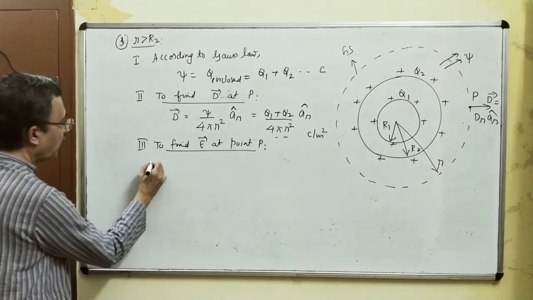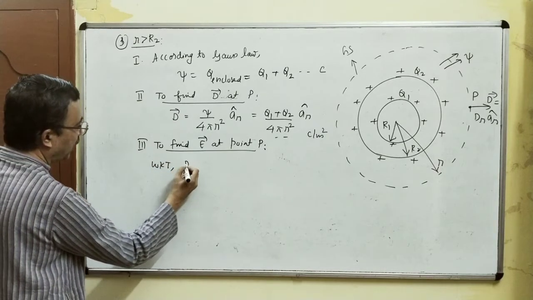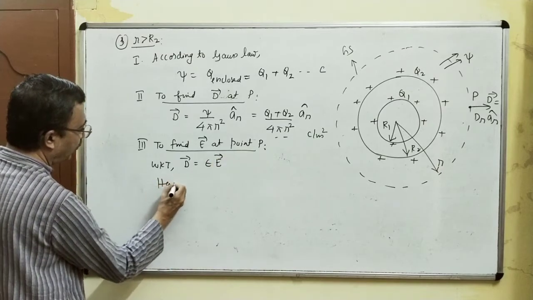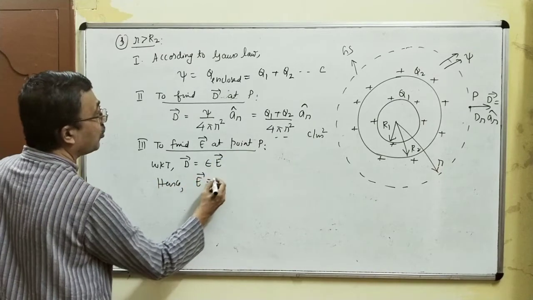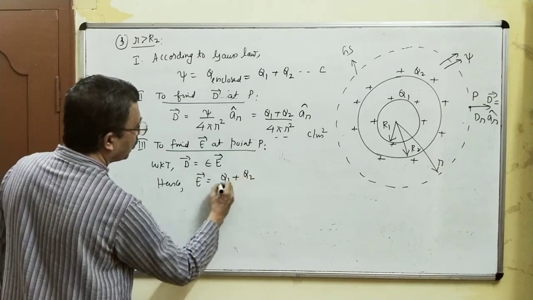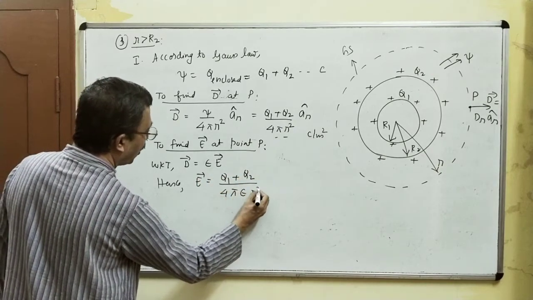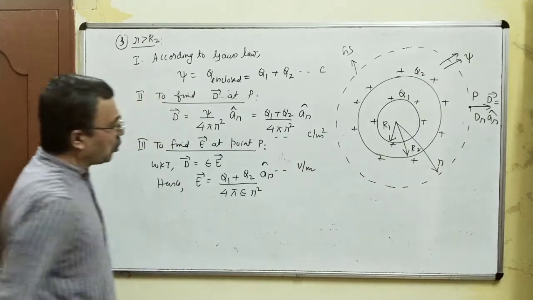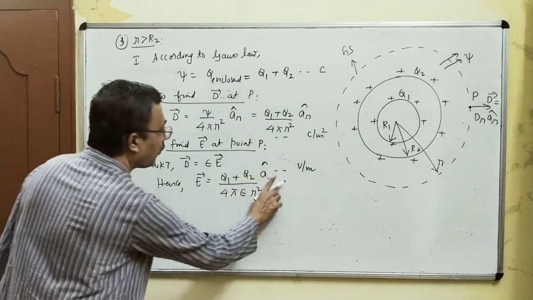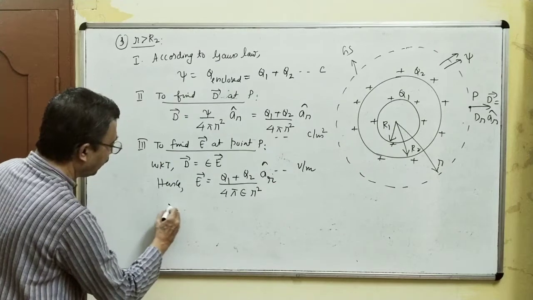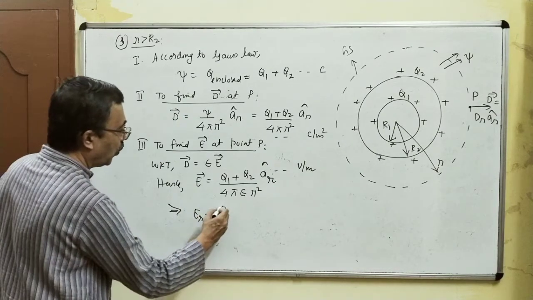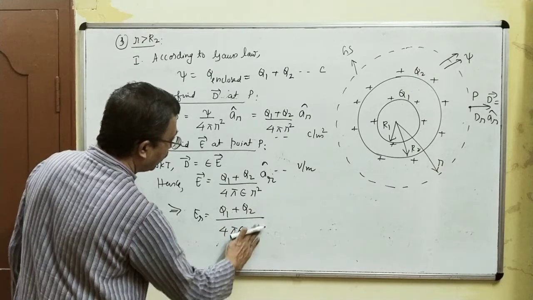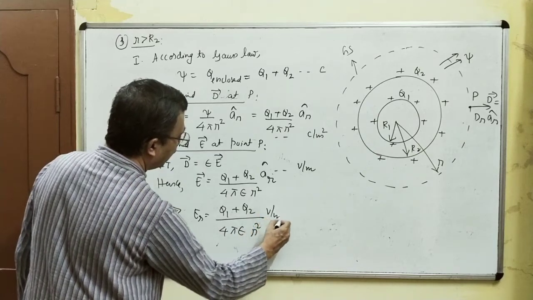At point P, we know that vector D is equal to epsilon times vector E. Hence, vector E is equal to (Q1 plus Q2) divided by 4 pi epsilon r square, in the a_r direction, volts per meter. The coefficient of a_r is E_r. This implies E_r is equal to (Q1 plus Q2) divided by 4 pi epsilon r square, in volts per meter.